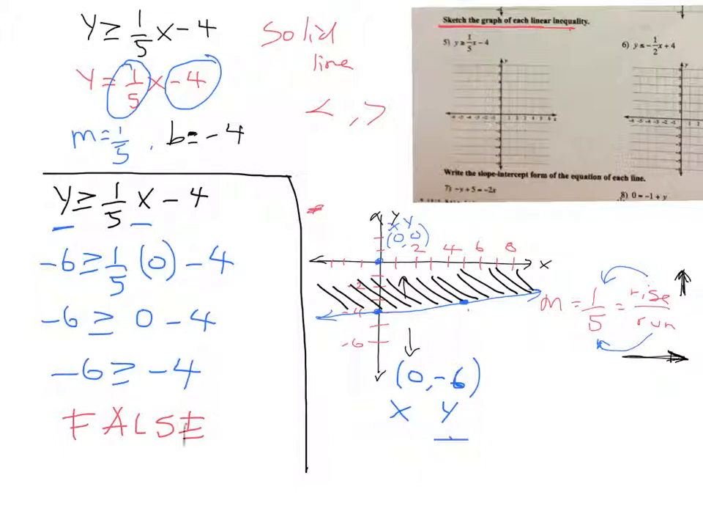So as you can see, one side is going to be true, which is my top, and that's where the shade is, and the other side is false. You don't shade the side that is false. You shade the other one.